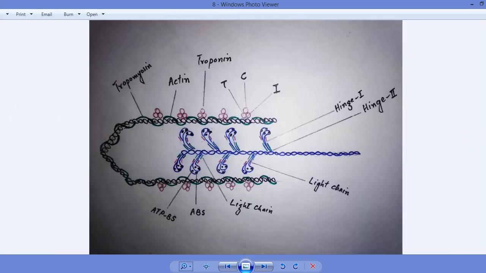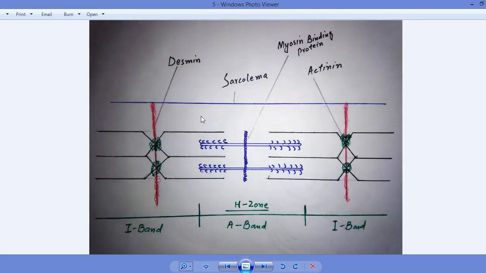We will know about the detail of attachment of this myosin filament with the actin filament and the sliding mechanism in the next lecture. Now coming to the previous slide, in this slide we can see that the overlapping of the myosin filament and actin filament gives rise to certain bands: the I band and A band, H zone, the M line and the Z line, etc.